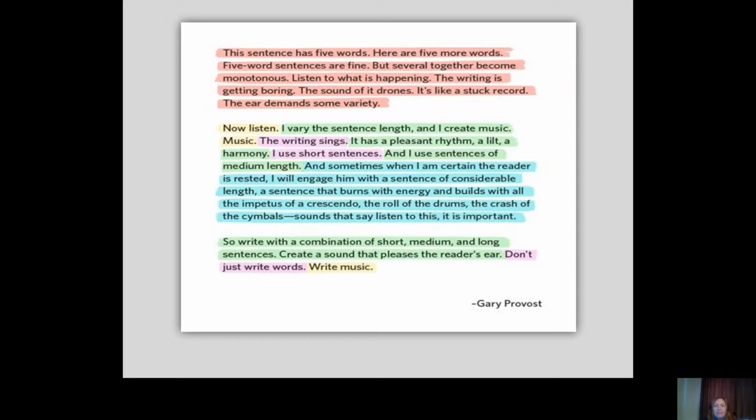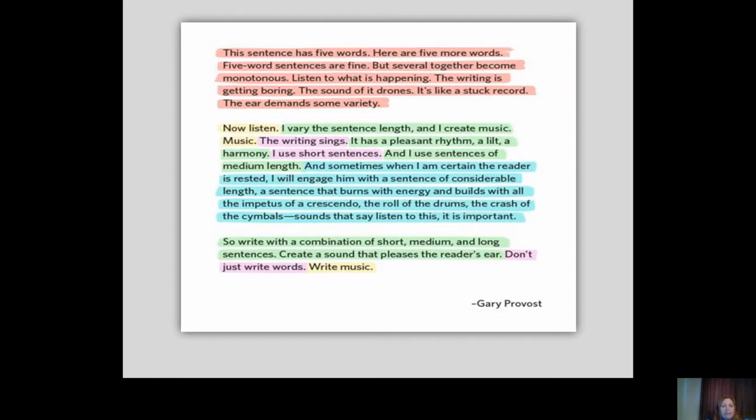I vary the sentence length and I create music. Music. The writing sings. It has a pleasant rhythm, a lilt, a harmony. I use short sentences and I use sentences of medium length. And sometimes when I'm certain the reader is rested, I will engage him with a sentence of considerable length, a sentence that burns with energy and builds with all the impetus of a crescendo, the roll of the drums, the crash of the cymbals, sounds that say, listen to this, it is important.